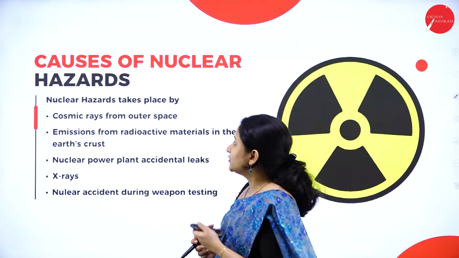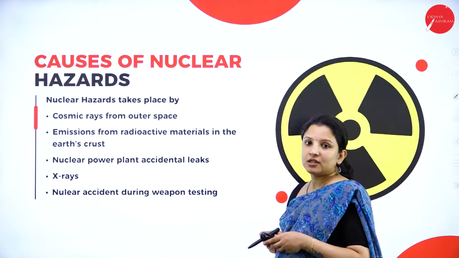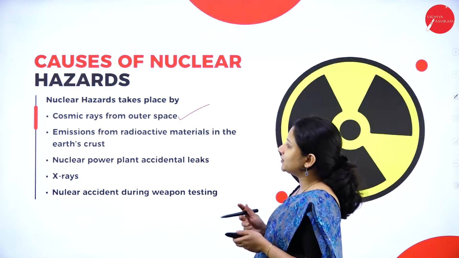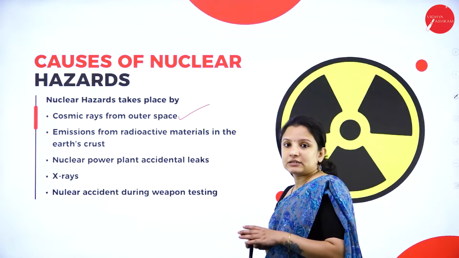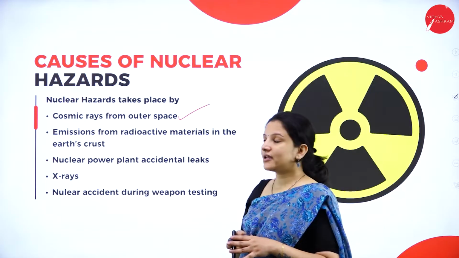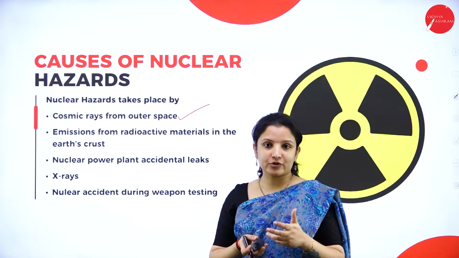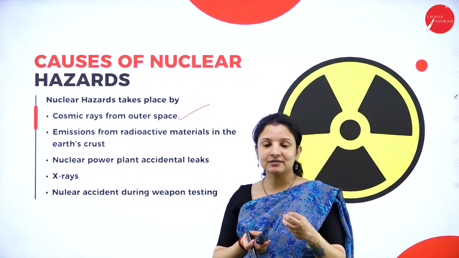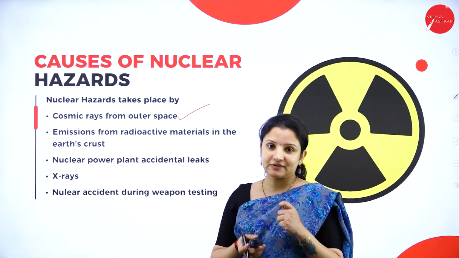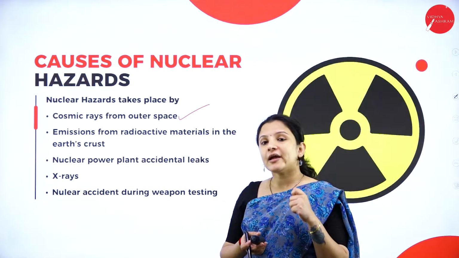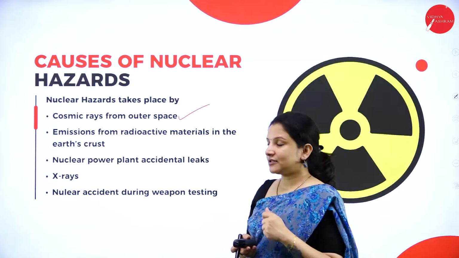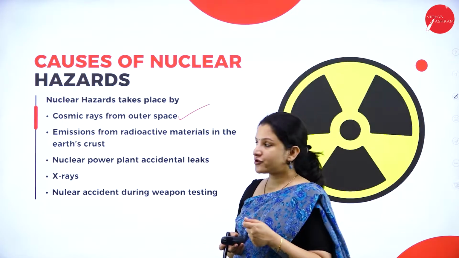So, talking about the causes of nuclear hazards. Nuclear hazard occurs because of cosmic rays from outer space. The different solar systems, the galaxy, that is the outer space, their cosmic rays are produced. From these cosmic rays, that is the radiations, they contain some amount of radioactive substances which if it enters into the earth, they can cause nuclear hazards or nuclear pollution.